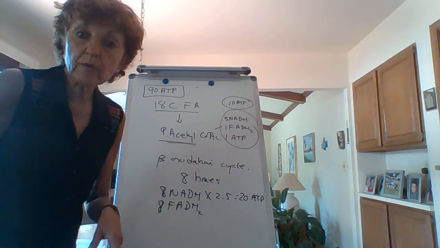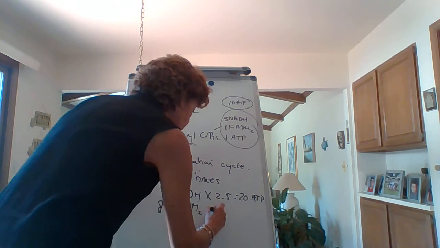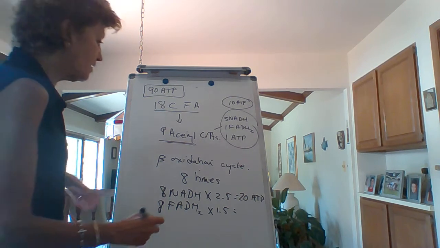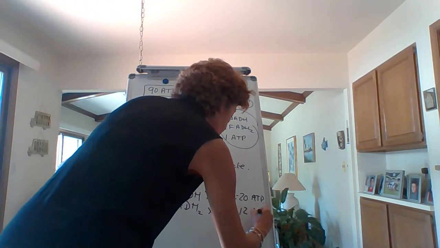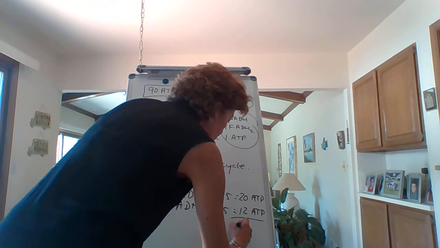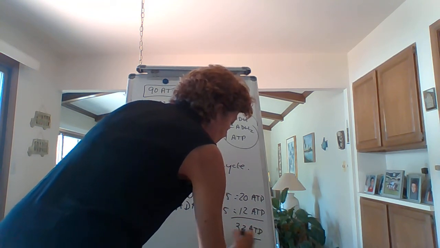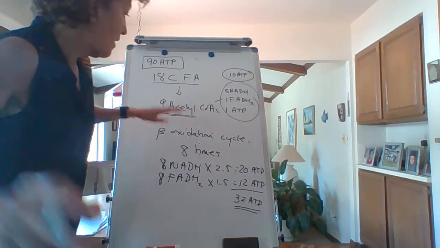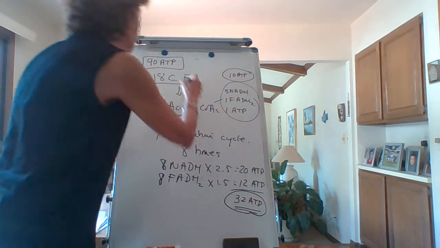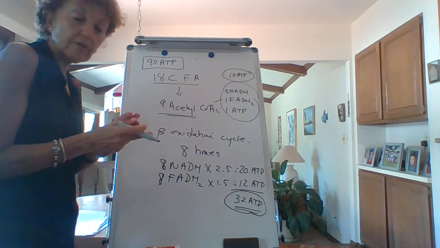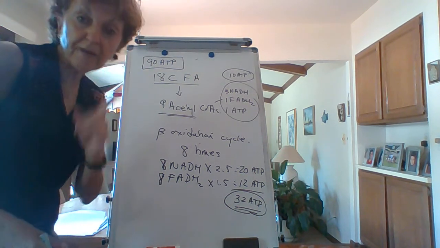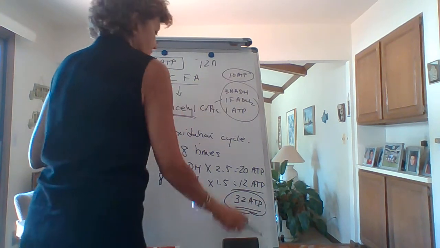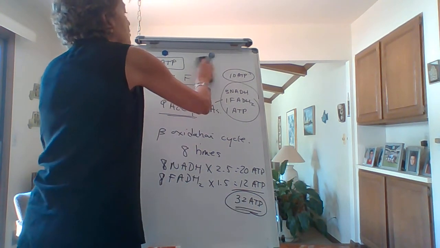The FADH2s, what do we multiply them by? 1.5. So we're going to multiply this by 1.5. 8 times 1 is 8, 8 times 0.5 is 4, so that's 12. Now let's add them up: 20 plus 12 is 32 ATPs. So 32 ATPs and 90 ATPs, we add them together. That's a total. From this one fatty acid, you can get 122 ATPs.